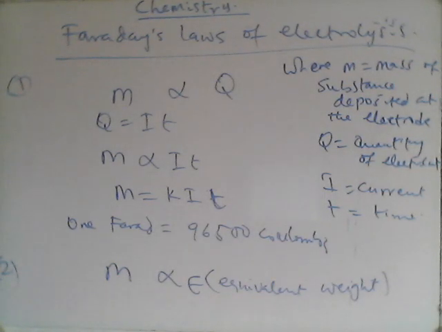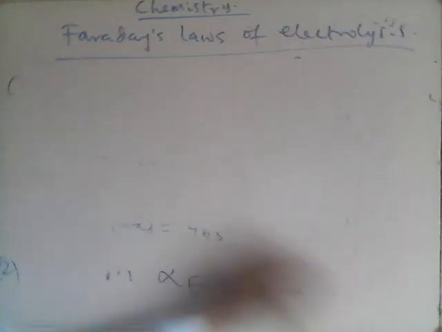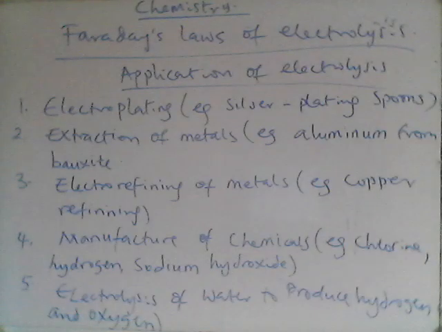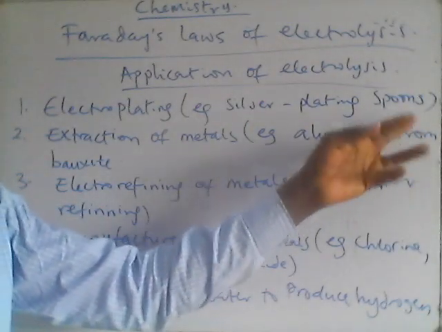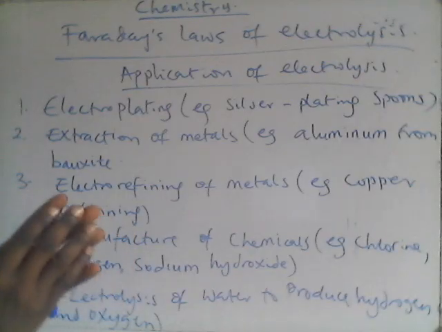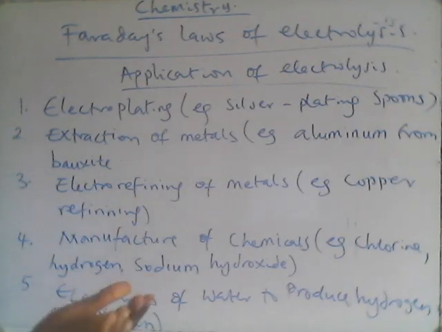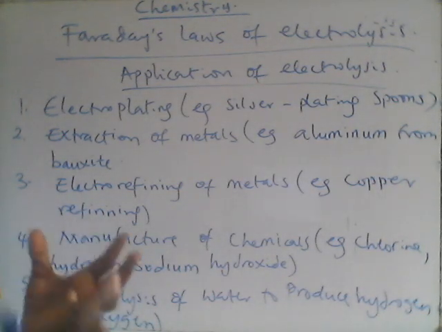Okay, so what are the uses? What are the applications? How do I apply electrolysis? So the first application is electroplating. Number one application is that it is used for electroplating, that is silver plating of spoons. Electroplating is just like an electrical coating given to a metal to make it more beautiful. You use another metal like silver or gold to make it beautiful, understand?